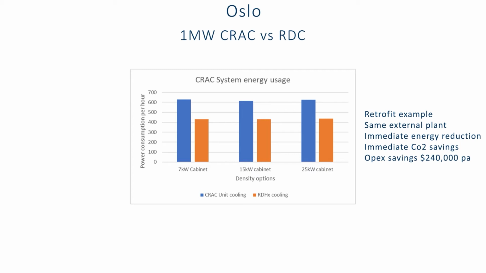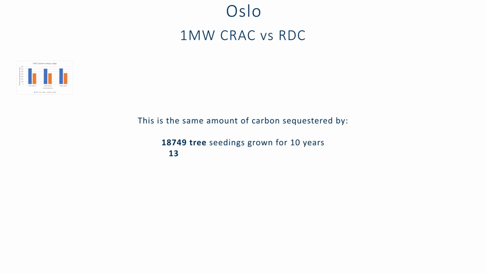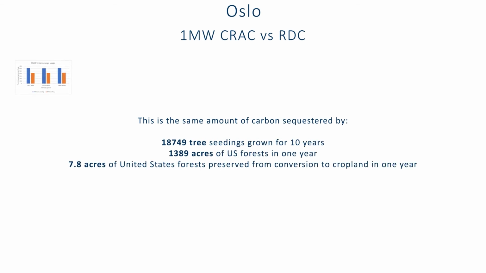This equates to over 1.6 million kilowatt-hour a year of electricity, or 1,134 tons of CO2. This is the same amount of carbon sequestered by 18,749 tree seedlings grown for 10 years, 1,389 acres of U.S. forests in 1 year, 7.8 acres of United States forests preserved from conversion to cropland in 1 year.